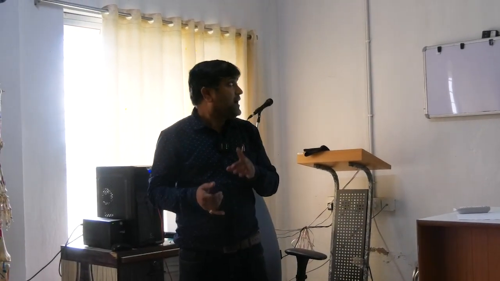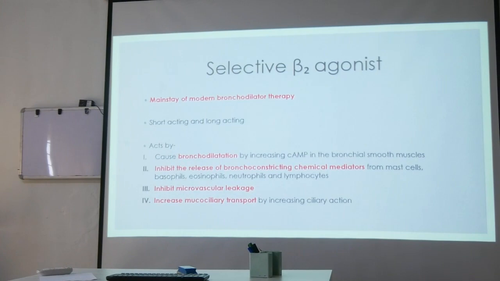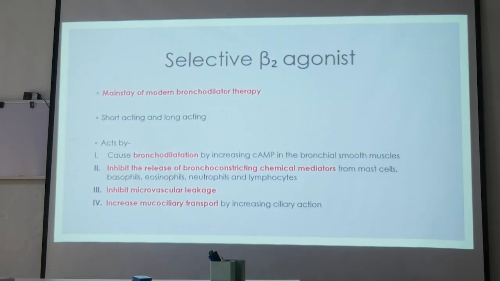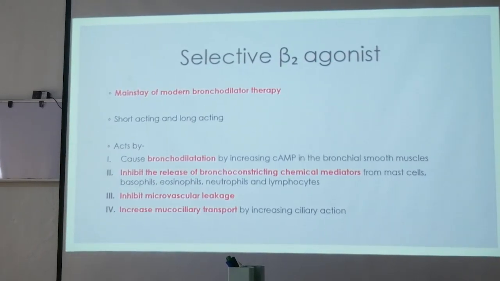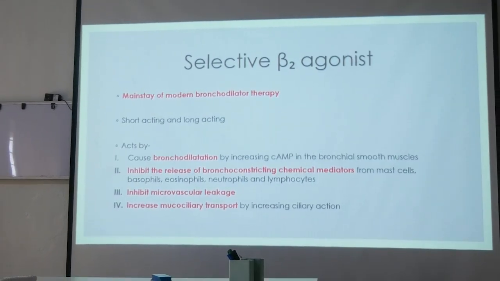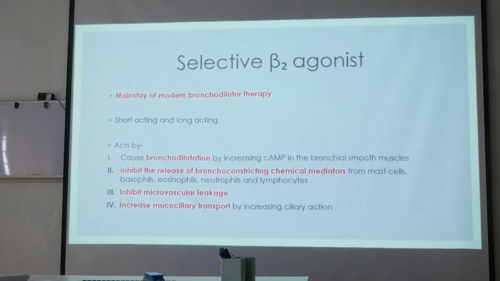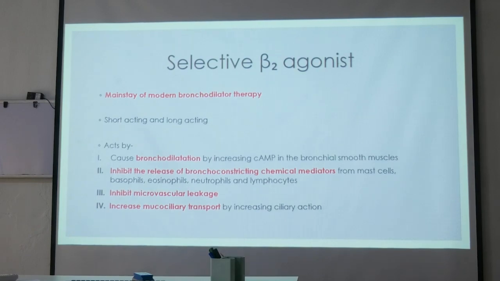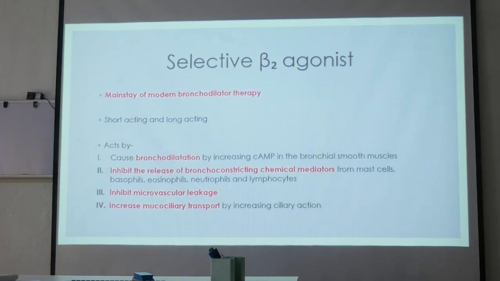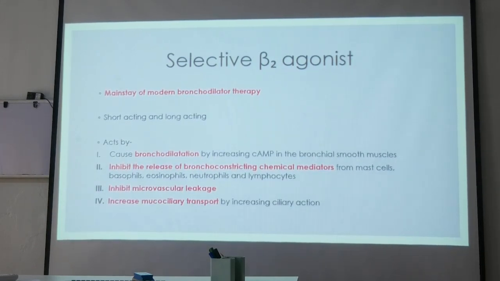Selective beta 2 agonists are the mainstay of modern bronchodilator therapy. They can be short acting, like salbutamol and terbutaline, or long acting, like salmeterol and formoterol. Now, the mechanism of action of selective beta 2 agonists. There are 4 mechanisms. The very important one is they cause bronchodilation by increasing the cyclic AMP level in the bronchial smooth muscles. The second mechanism is that they inhibit the release of bronchoconstricting chemical mediators from the mast cells and other inflammatory cells. The third is that they inhibit microvascular leakage, and they increase mucociliary transport by increasing ciliary action.